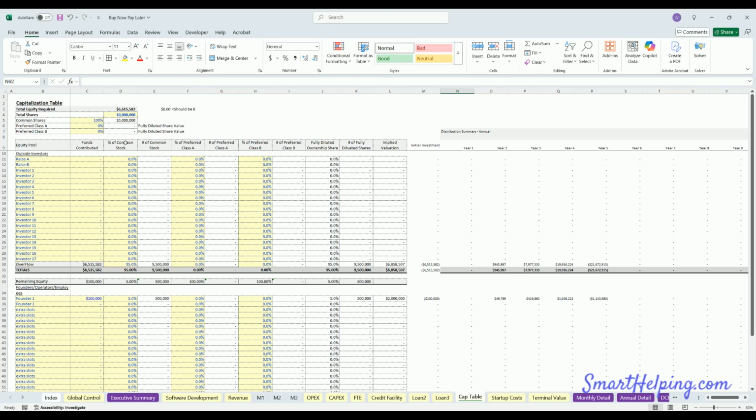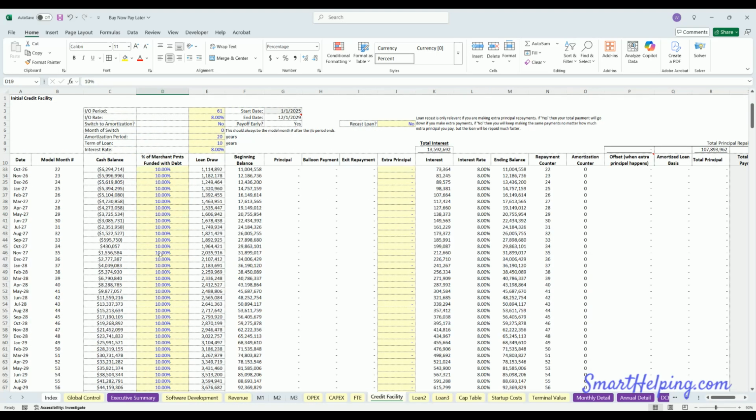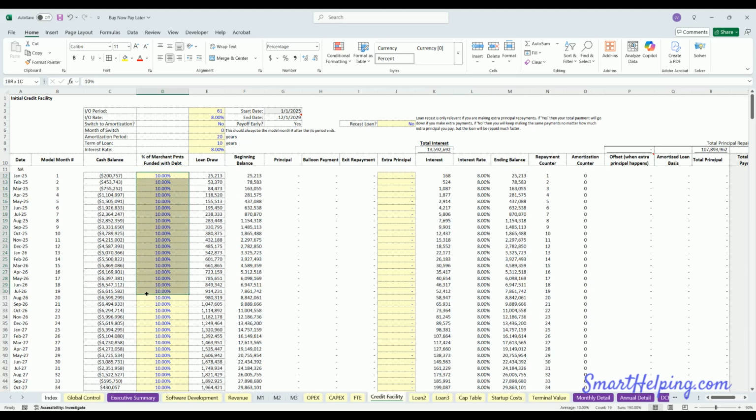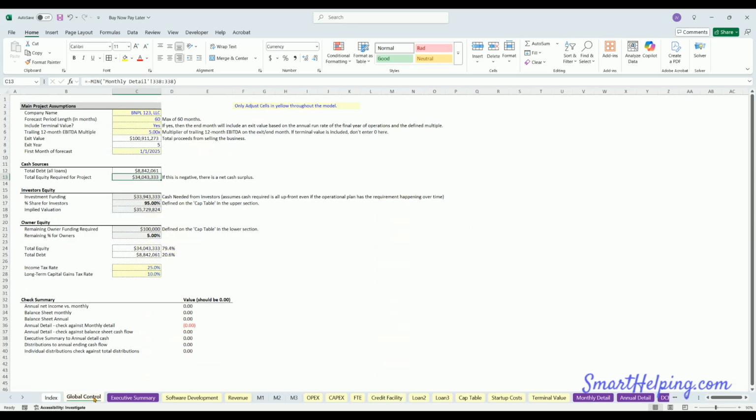Cap table, this is where your minimum equity required is, which in this case is now 6.6 million. Let me go back here to the credit facility. I think it's because I zeroed out this halfway through the forecast before, so our equity requirement was higher. Let me do that again and see. Yeah, 34 million. Let's try to get that down.